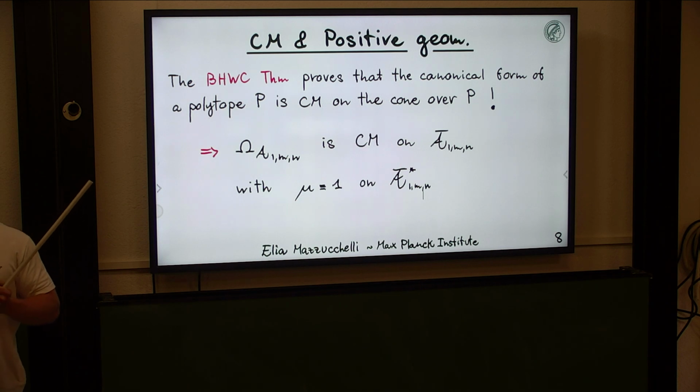So here we're talking about positivity, the monotonicity of the canonical form, but previously we were talking about functions. Yes, I'm being a bit sloppy. I should say the canonical function. So I strip off the measure, the top form.